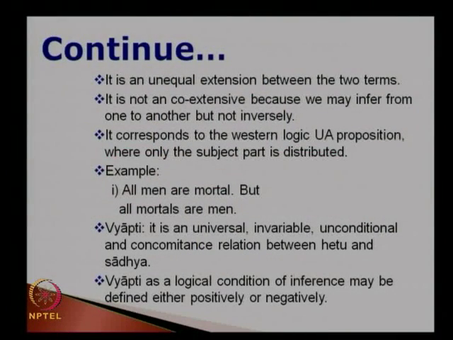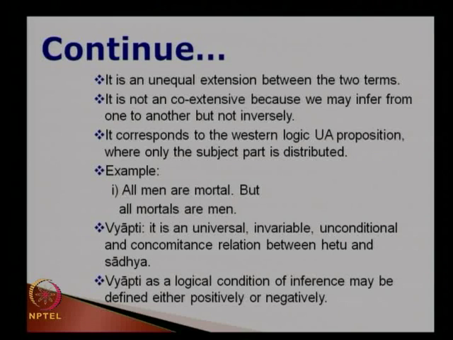Further they said vyapti relation is to be explained in this way: it is a universal, invariable, unconditional and concomitant relation between Hetu and Sadhya. If any one of the components is missing, then this relation cannot be a vyapti relation. So to have a vyapti relation we must find that Hetu and Sadhya have a universal, invariable, unconditional and concomitant relation, and it should be found always. If this is so, then based on this relation you can infer the situation. Vyapti therefore is a logical condition of inference, which may be defined either positively or negatively.